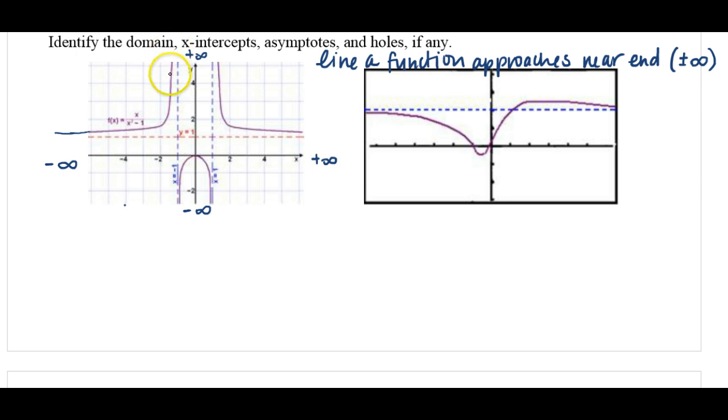Now, at negative 1, this graph is going to go up and up and up, but it's never ever going to cross this point at negative 1. So at negative 1, there's no output. There's not going to be any point on this vertical line. So I'm going to have to get rid of negative 1. And in interval notation, we're going to say the domain is from negative infinity up till negative 1, and I do not want to include negative 1, so I use open parentheses.